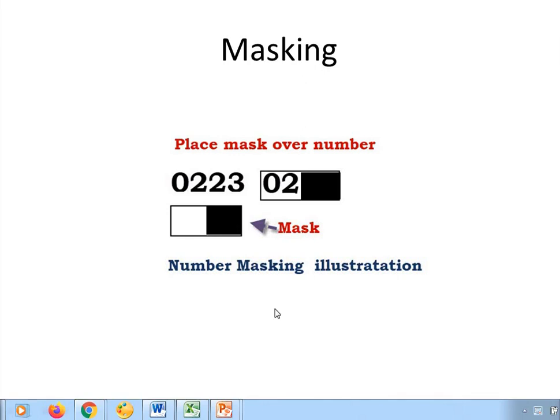So in the last lecture we discussed the concept of masking. Why is masking required? Because if we want to identify the net number, the net ID, that can be done with the help of masking. So we discussed an example, and now I'll discuss it again.